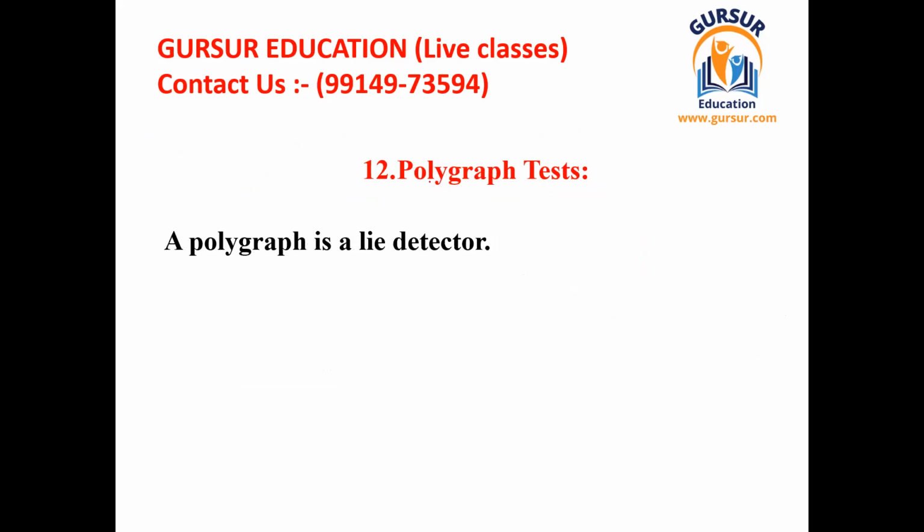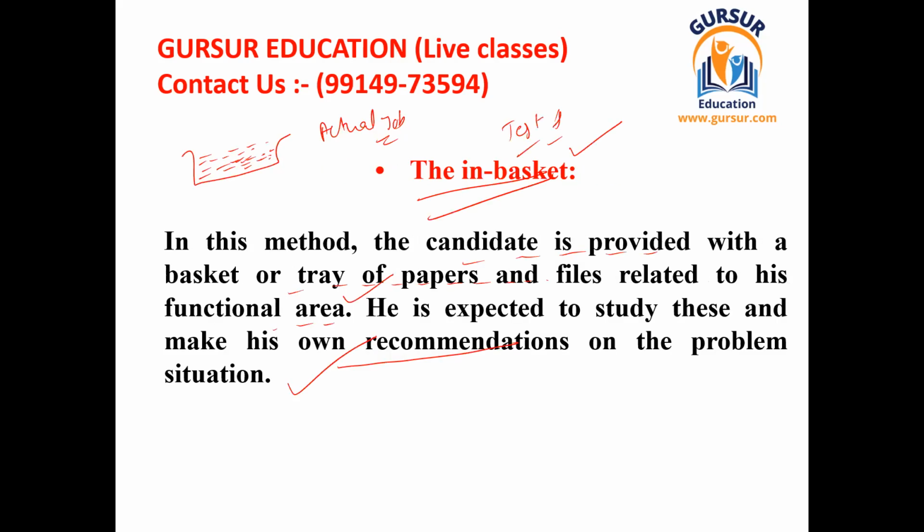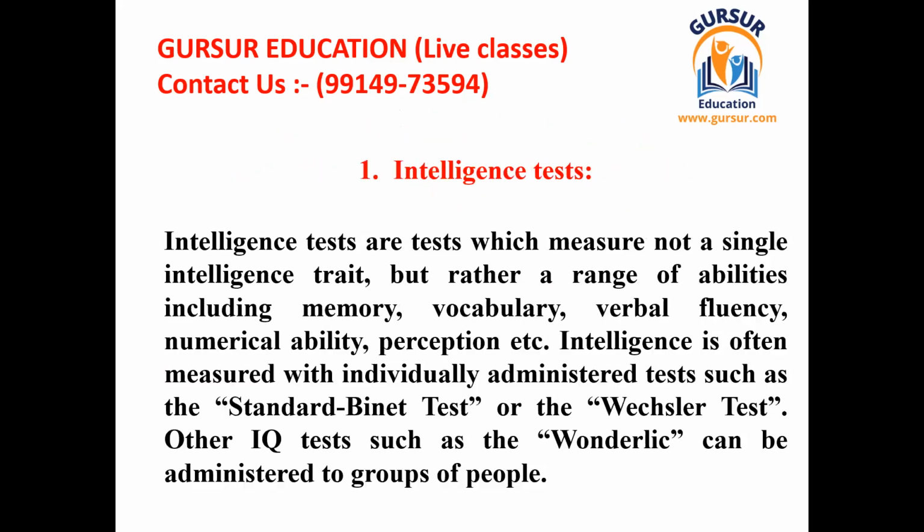Then the last one is the polygraphy test. This is a lie detector test. The candidate is made to sit on a machine, and when he sits on it, he is asked some questions. If he is right, there is a green light. If he is wrong, there is a red light. These kinds of tests are known as polygraphy tests. So I hope I was able to completely teach you regarding the different kinds of tests conducted.